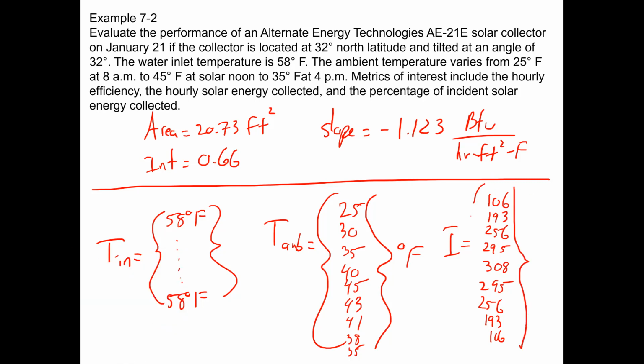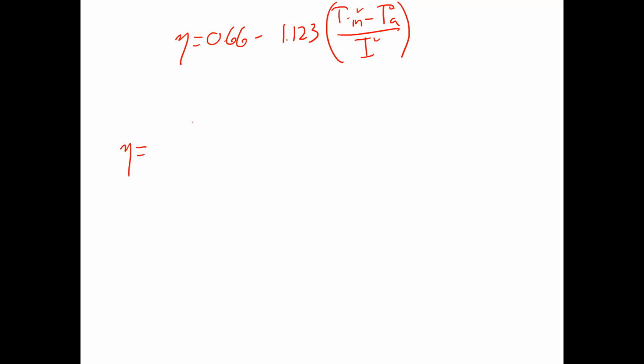So with that said, we can list out our solar insolation values. And again, this is in BTU per square foot. So continuing on, we can look at what our hour-to-hour efficiency is. The efficiency would be equal to the intercept minus the slope multiplied by T_in minus T_ambient over the solar insolation value. And these values change hour to hour. So you would get an hour-to-hour change of efficiency to be the following.